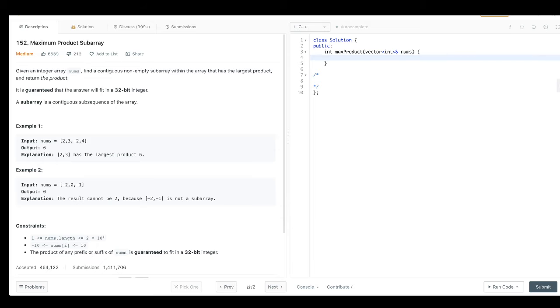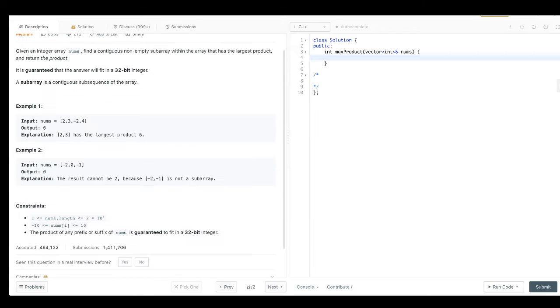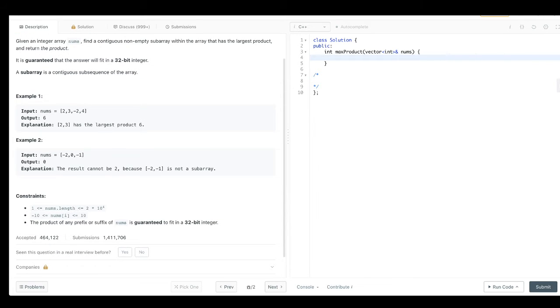However, the maximum product subarray will be the one with the elements 2 and 3, that is 6. Otherwise, if we take the element minus 2, it will simply make the product negative. If we take the element 4 alone, it will be less than 6. So in the end, these two positive integers 2 and 3 give us the maximum product subarray out of this array. In the second example, we have a 0.